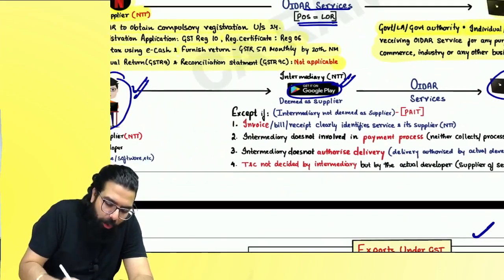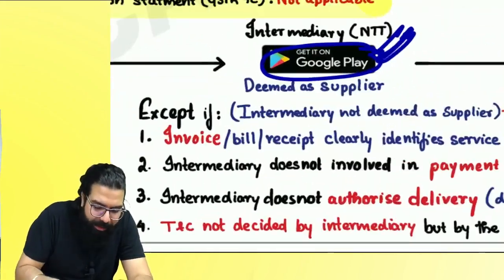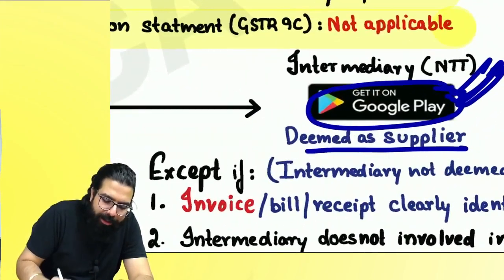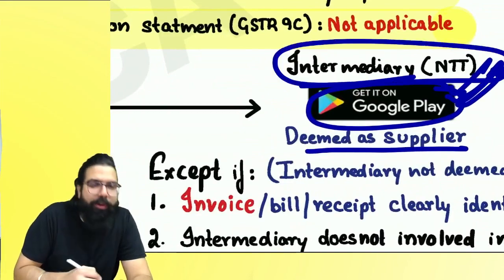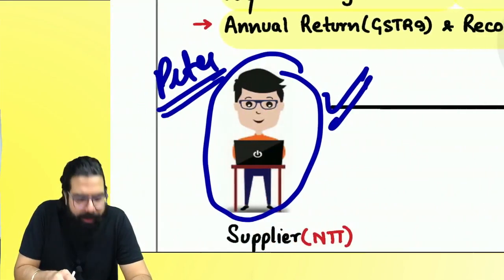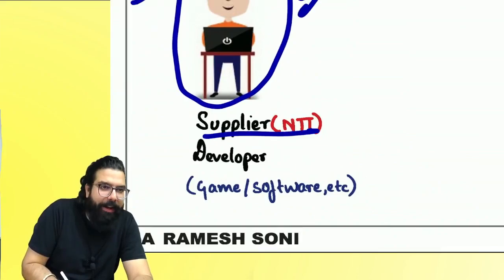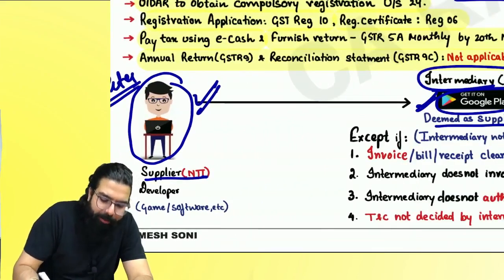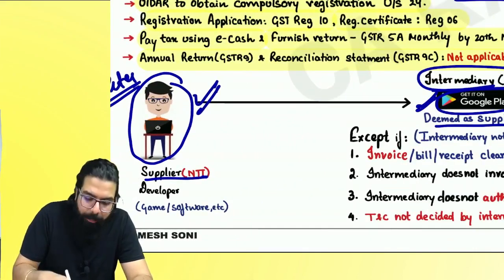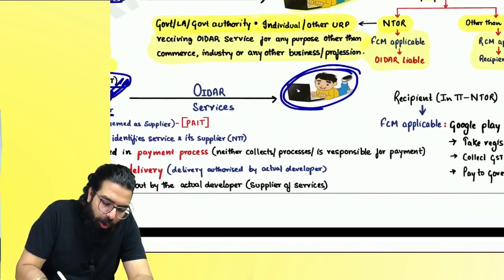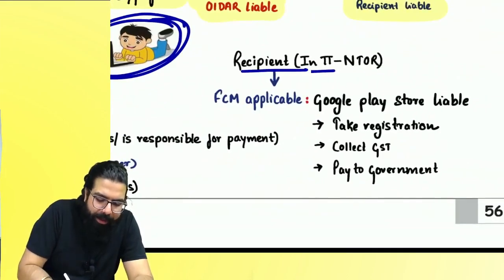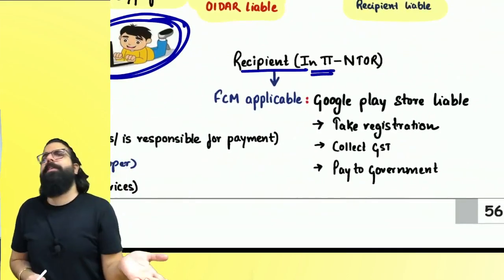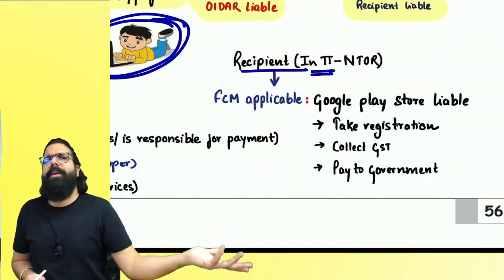Here they are telling Google Play Store is deemed as the supplier because he's an intermediary, a broker who is located in the non-taxable territory. See, he is a supplier in the non-taxable territory. Google Play Store is also in the non-taxable territory. But here, you, the recipient, are in the taxable territory. If you are a registered person, pay the GST under RCM.